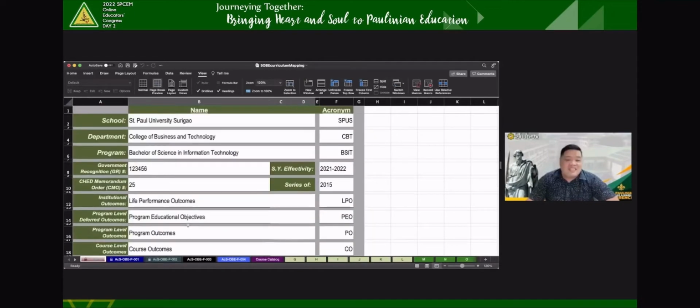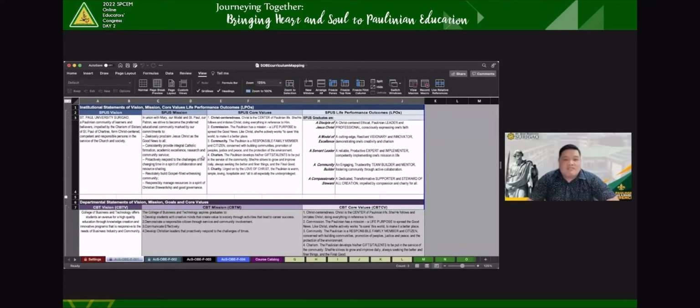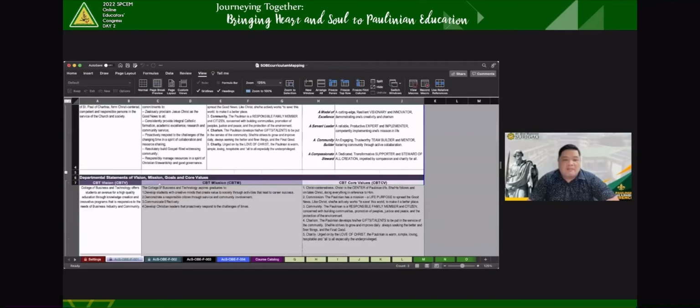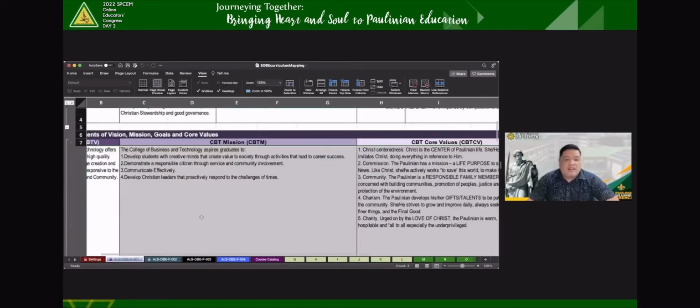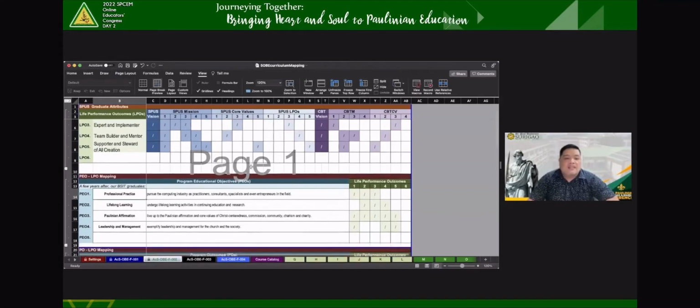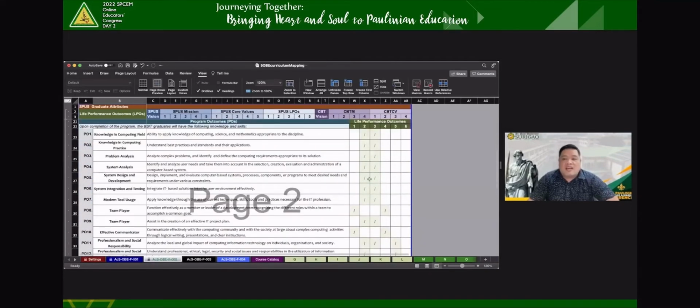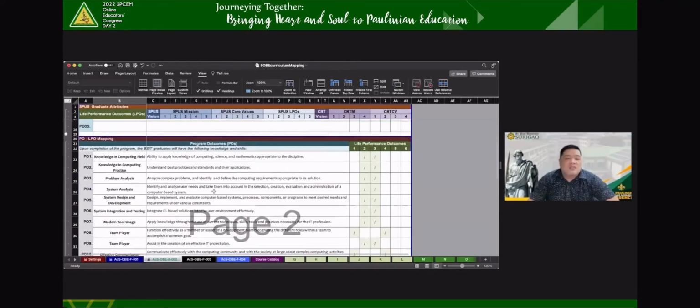So again, we have the settings, we have the institutional statements of philosophy and objectives, as well as the departmental. And then we have the mapping of the LPO to the statements of philosophy and objectives for both institutional and departmental. And then the mapping of the PEOs to the LPO, and the mapping of the POs to the LPO also.